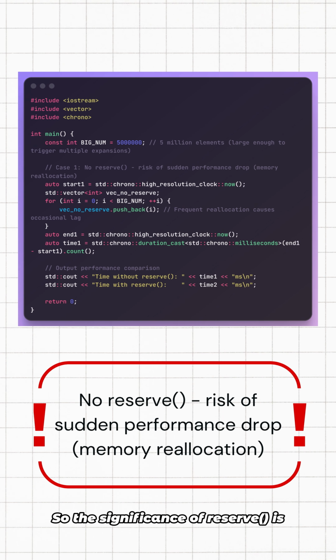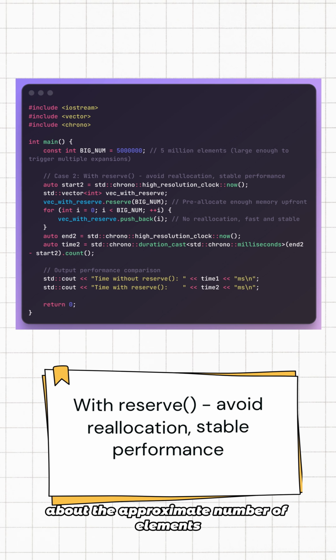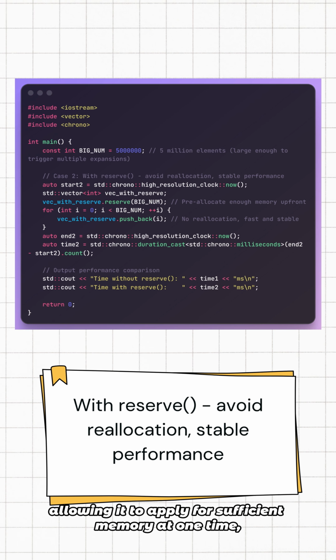So the significance of reserve is not a micro-optimization, but to tell the vector in advance the approximate number of elements you want to store, allowing it to apply for sufficient memory at one time and avoid a full-scale reallocation at a critical moment.